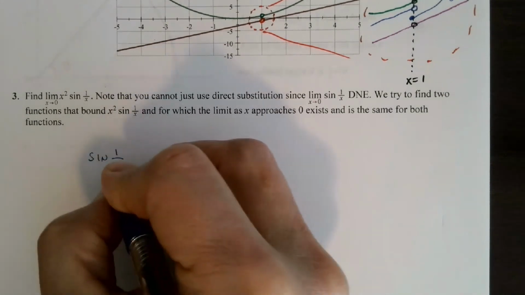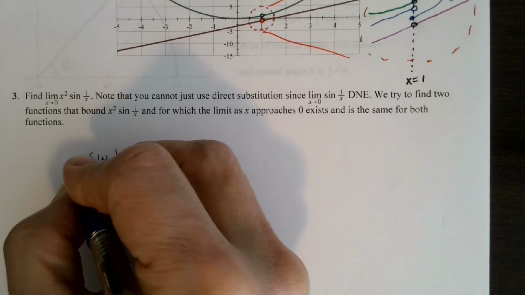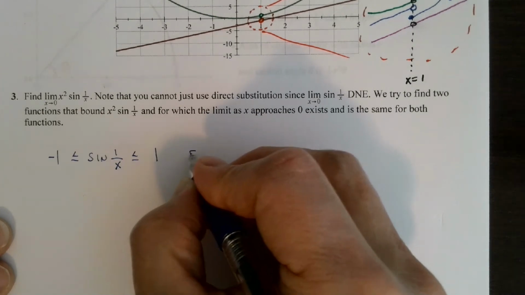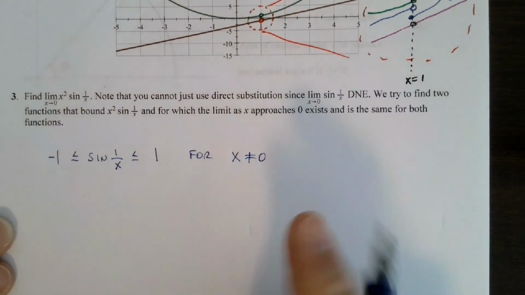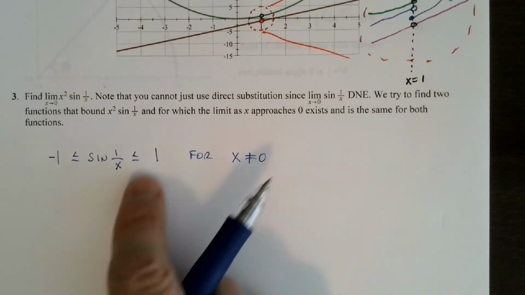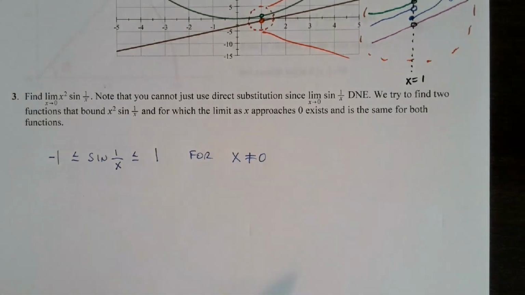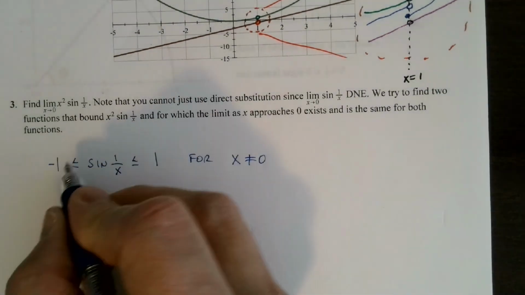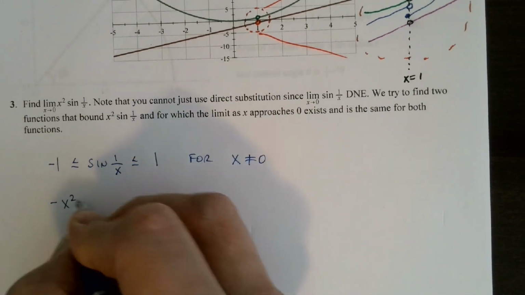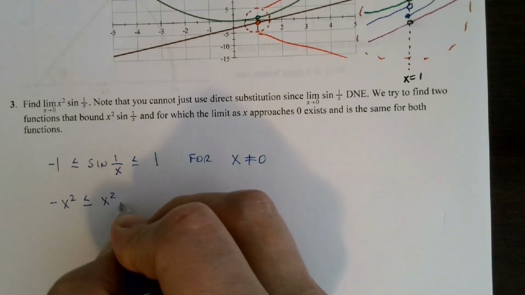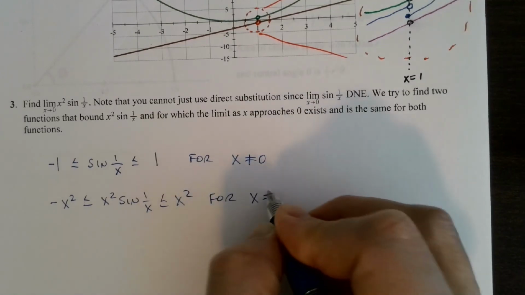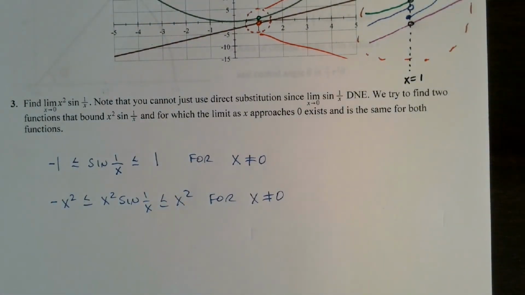I start with the fact that sine of 1 over x, for any value of x not equal to 0, is always between -1 and 1. And this is true as long as x is not equal to 0, where this thing is undefined. The sine function is always between -1 and 1. It bounces back and forth between -1 and 1. Now, if I multiply all 3 of these quantities by x squared, which is positive, then I get this compound inequality. And now what do I have?